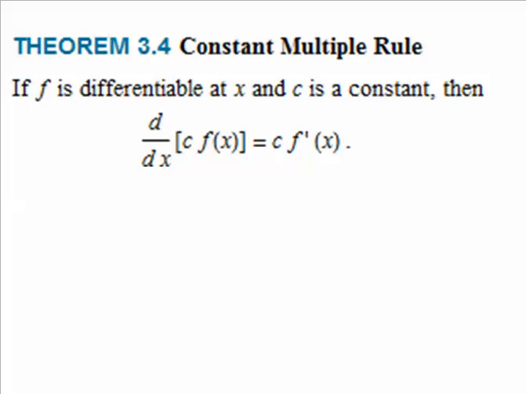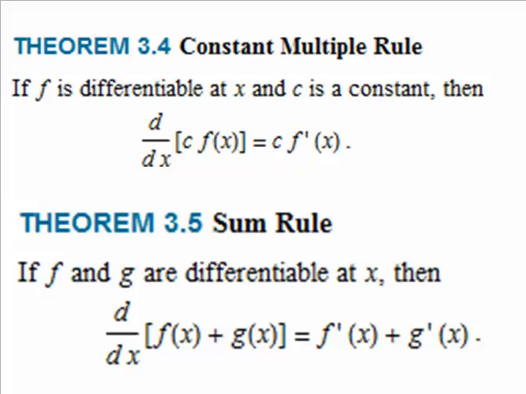The derivative of a constant times a function is equal to the constant times the derivative of the function. The derivative of a sum is the sum of the derivatives.